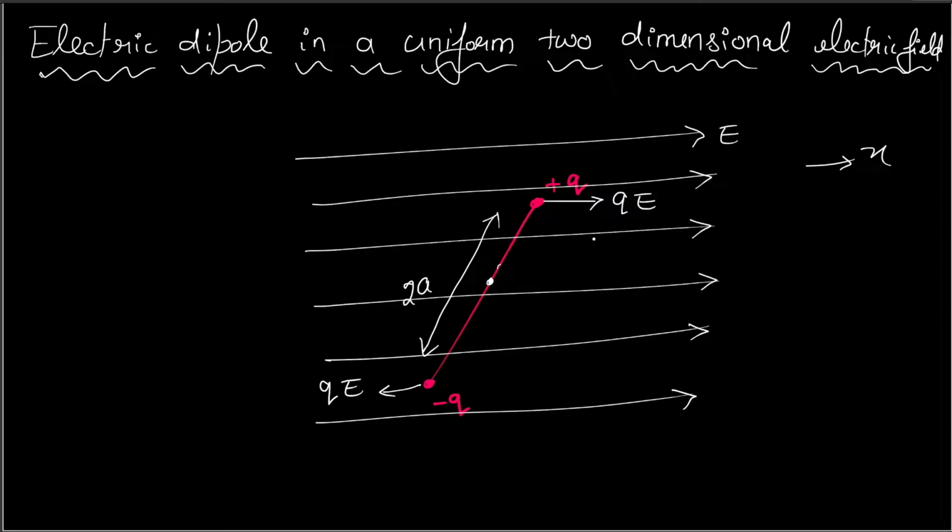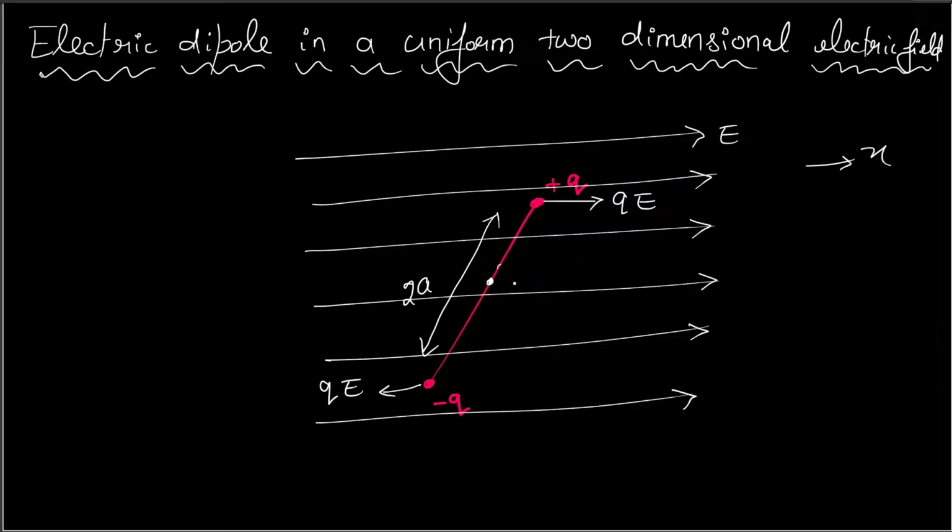Remember it, when we have the uniform electric field, the force on the dipole is zero, but torque is non-zero. We are going to find out the torque on this dipole. What is the difference between the force and the torque? Basically, when the body rotates, we deal with the torque instead of the force.